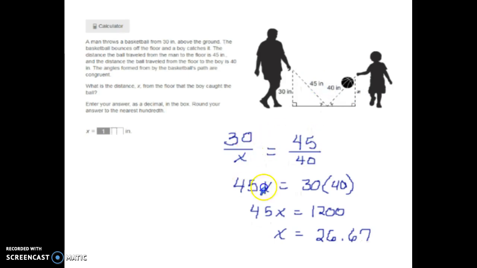Cross multiply. 45x is equal to 30 times 40. Divide both sides by 45, and we get 26.67. There again, they say enter it as a decimal and round to the hundredths. Remember, hundredths is 2 decimal places.